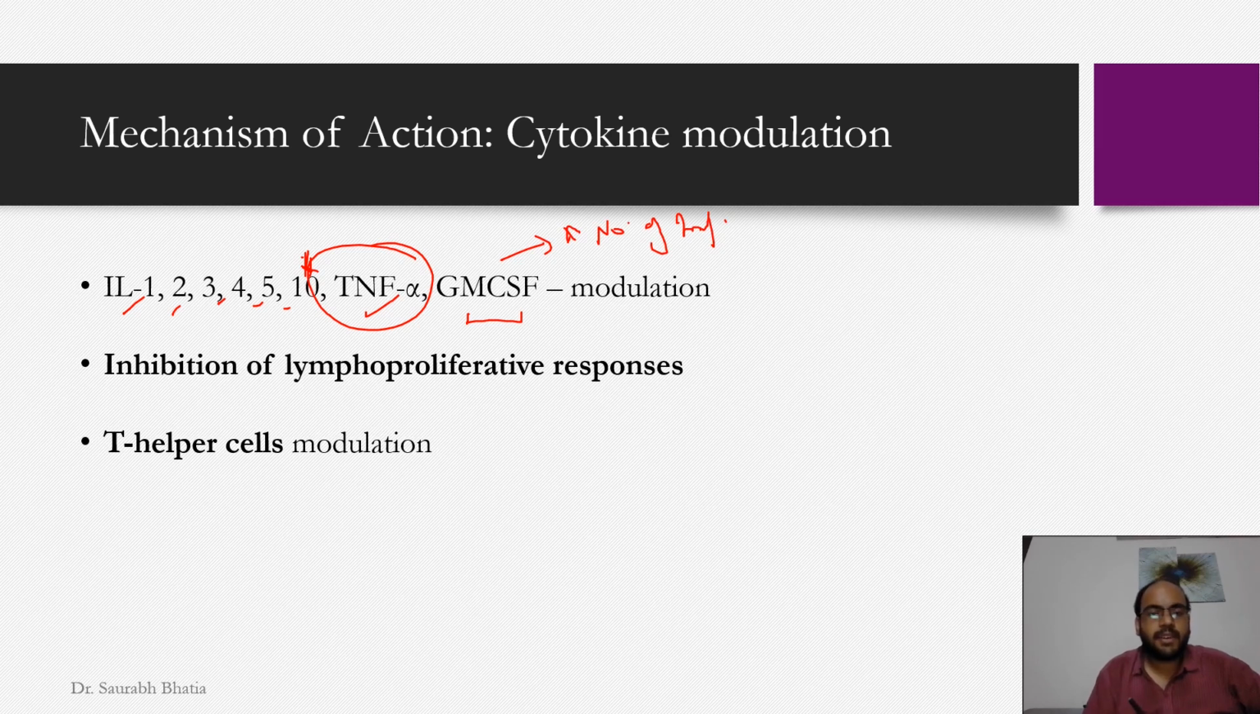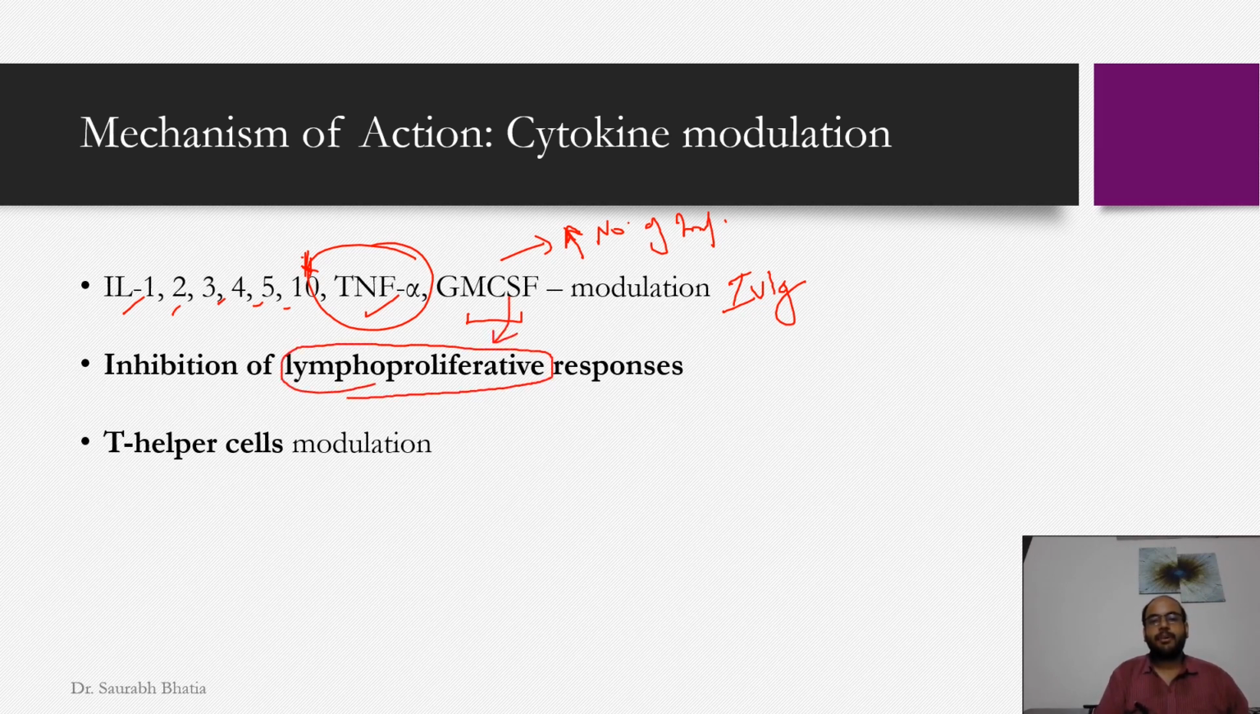Yeah, GM-CSF, granulocyte monocyte colony stimulating factor. It is responsible for increasing the number of inflammatory cells. So what happens is IVIg modulates this. IVIg modulates the formation and the subsequent release of these inflammatory cytokines. It also inhibits lymphoproliferative response. So you can say that GM-CSF modulation leads to a modulation of lymphoproliferative processes.